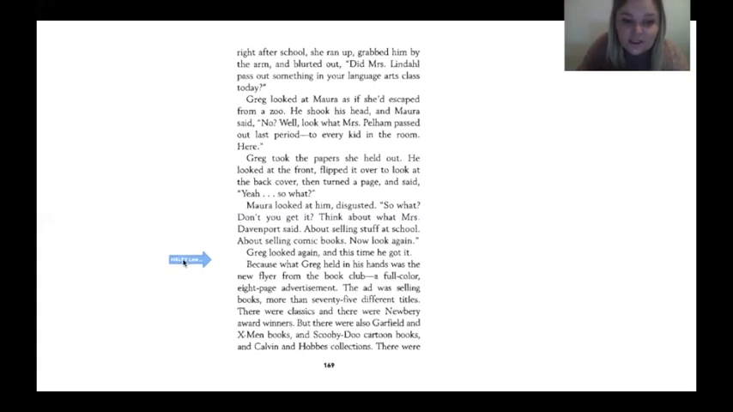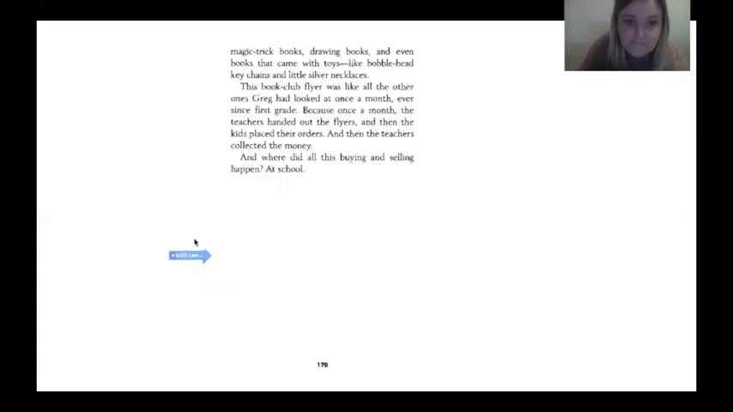There were magic trick books, drawing books, and even books that came with toys like bobbleheads, keychains, and little silver necklaces. The book club flyer was like all the other ones Greg had looked at once a month, ever since first grade, because once a month, the teachers handed out the flyers, and then the kids placed their orders, and then the teachers collected the money. And where did all this buying and selling happen? At school.